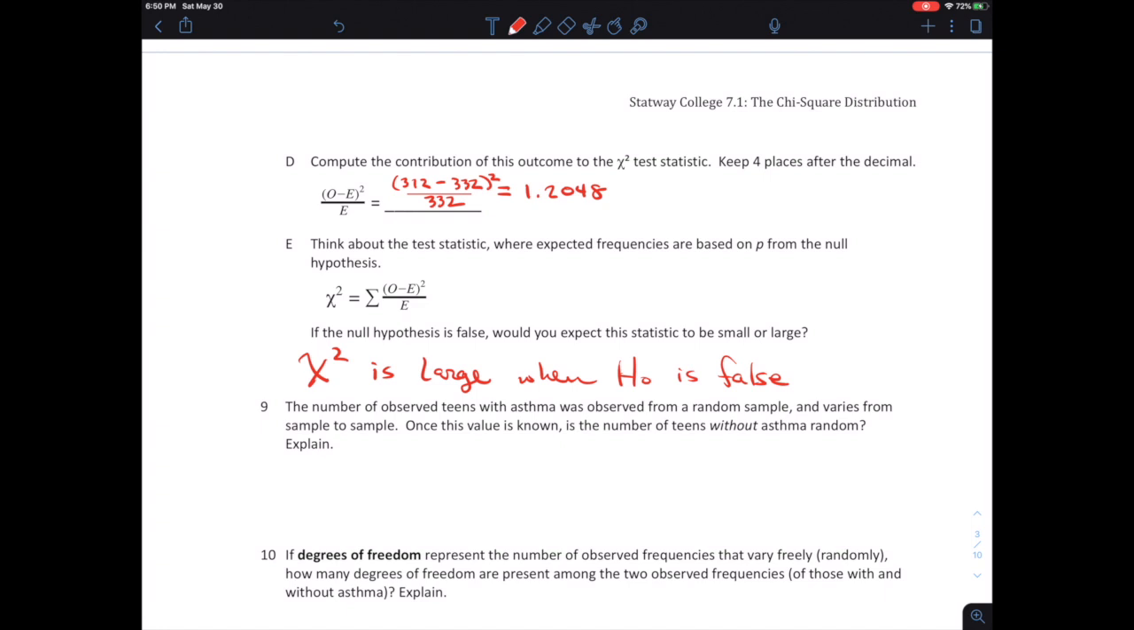Okay? Now that just tells you when the null hypothesis is false, the statistic goes to the right. When it's true, the statistic goes to the left. That just means this is going to be a right-tailed test always. So there's no left-tailed test and there's no two-tailed tests.